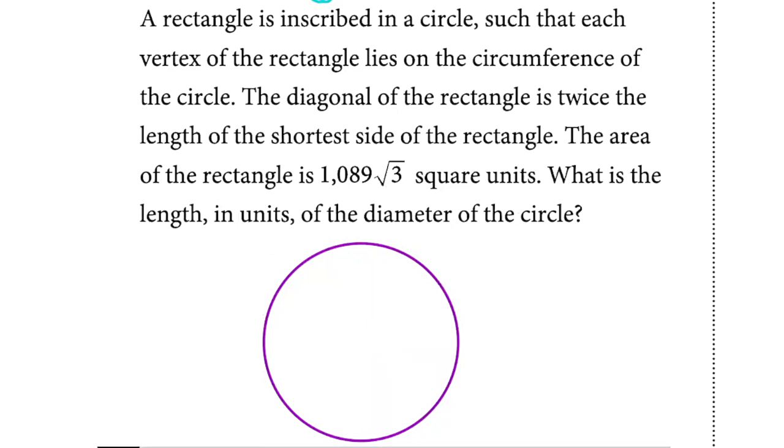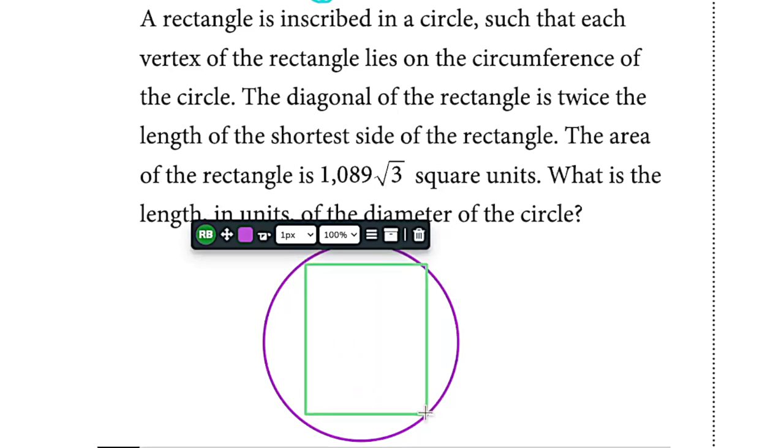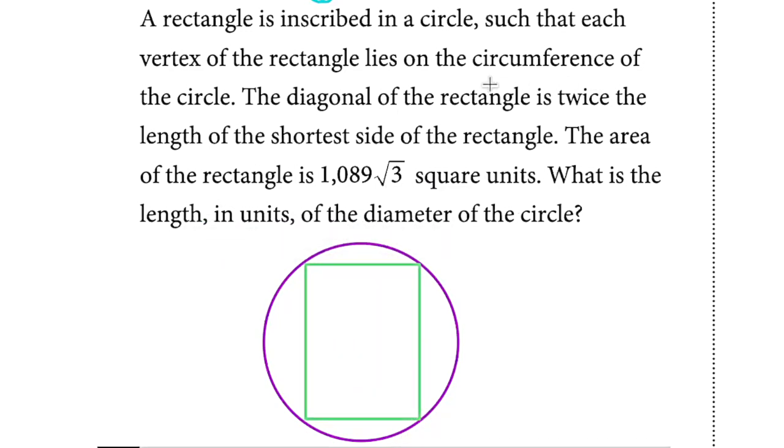A rectangle is inscribed inside a circle. And it does say it's a rectangle. I'll do my best. I make no guarantees. All right, so there we go. Such that each vertex lies on the circumference of the circle. The vertexes being the corners here, right? The diagonal of the rectangle, so that's going to be if we cut it in half.